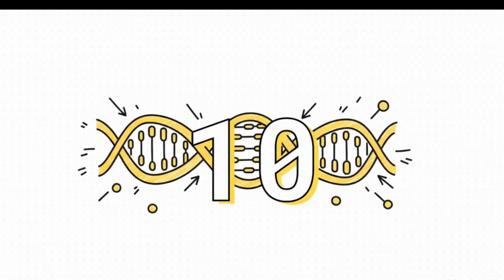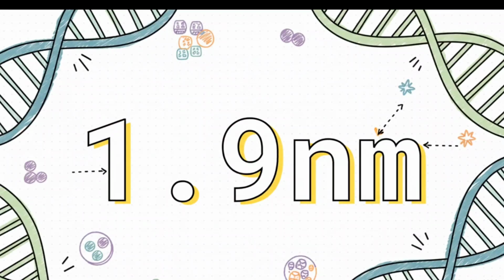And packed inside that single turn, you'll find exactly 10 base pairs, kind of like 10 rungs on this tiny spiral staircase. And finally, the width, or the diameter, of the helix is always a consistent 1.9 nanometers. It's this incredible predictability and order that's the key to storing a huge amount of information so safely and compactly.